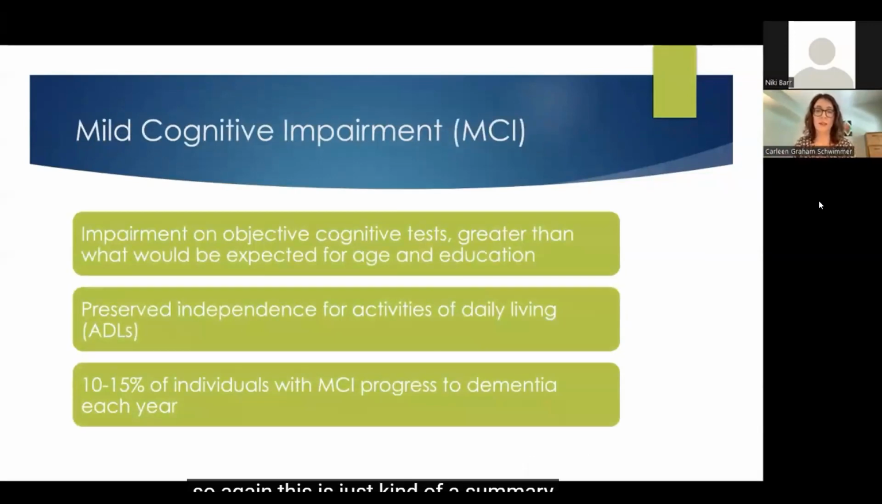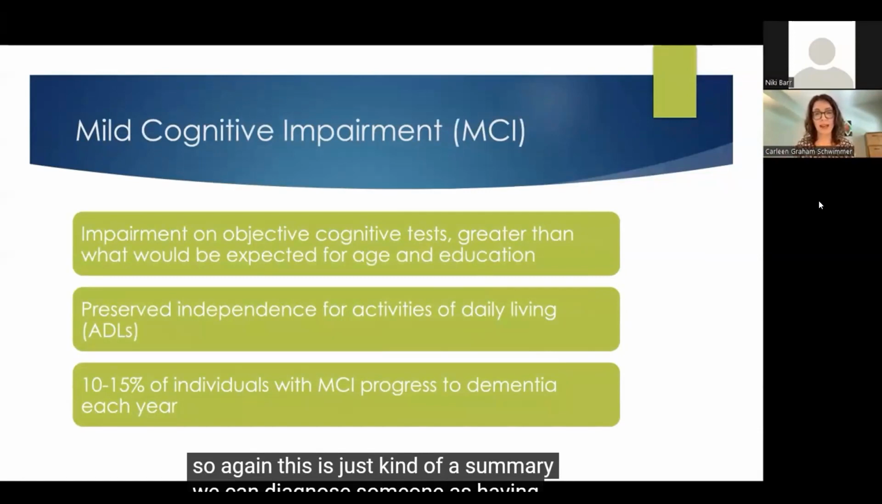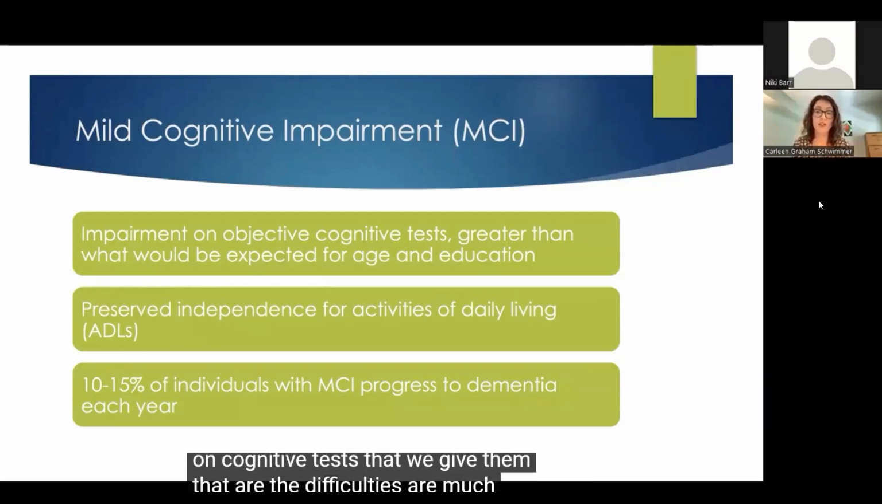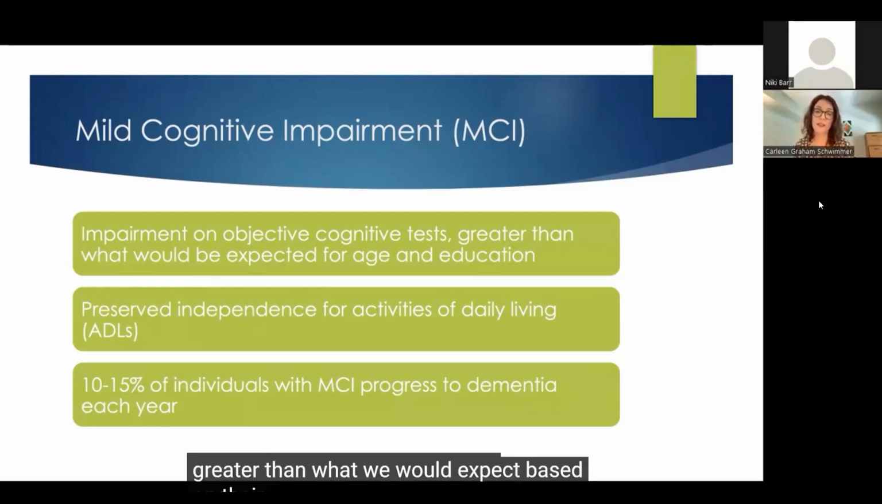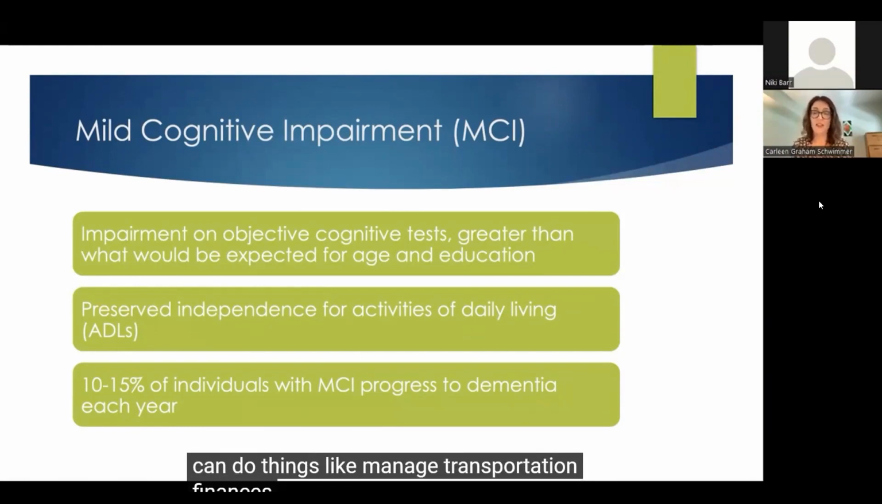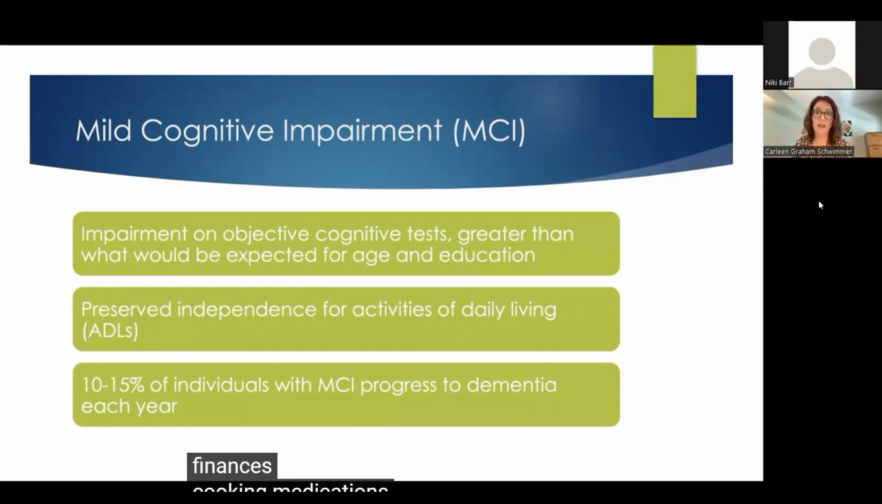So again, this is just a summary. We can diagnose someone as having mild cognitive impairment when they show difficulties on cognitive tests that we give them, difficulties that are much greater than what we would expect based on their age and their education, but they still can do things like manage transportation, finances, cooking, medications, all of those different activities they would do on a daily basis.